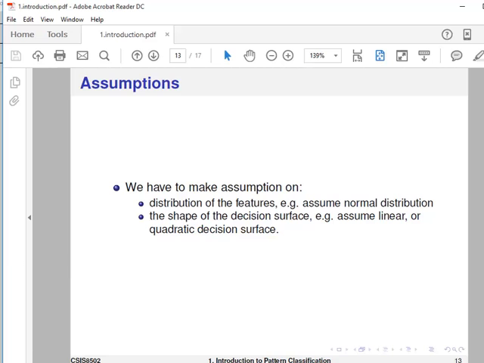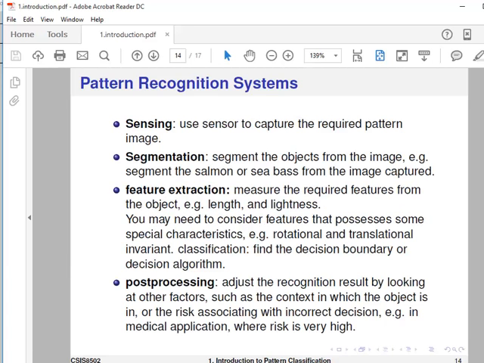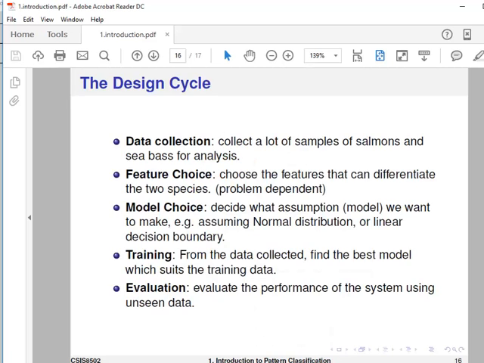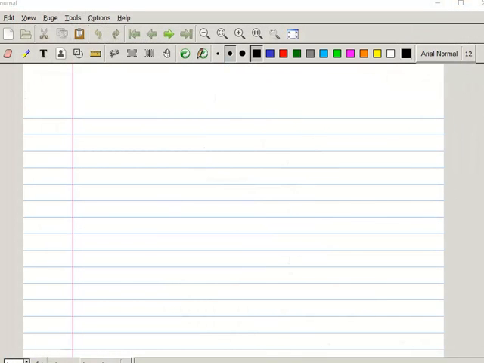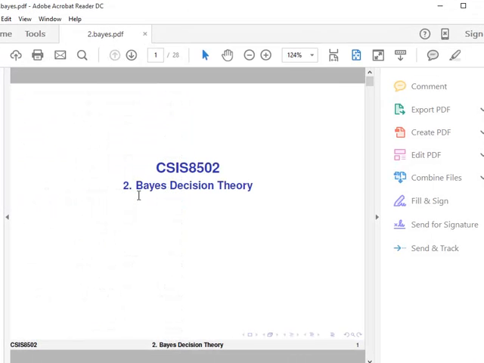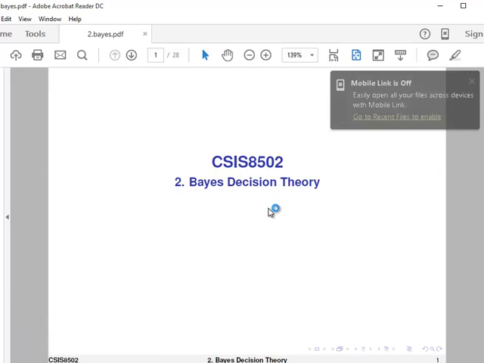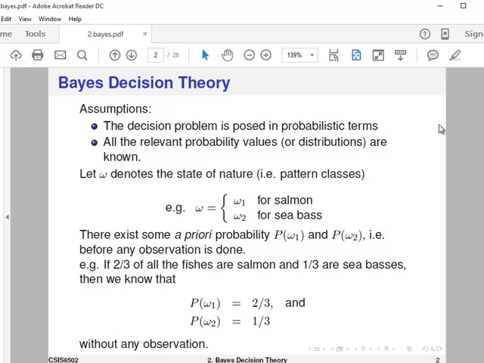Now coming to the slide, next we are talking about the pattern recognition system. When we talk about the pattern recognition system, there are basically four things: sensing, segmentation, feature extraction, and post-processing. So this is the design cycle. Here we complete the first part of that particular slide. And second, we will be talking about Bayesian decision theory, which we have already started talking about. If you take the same sample mean and same probability function, you will get this.